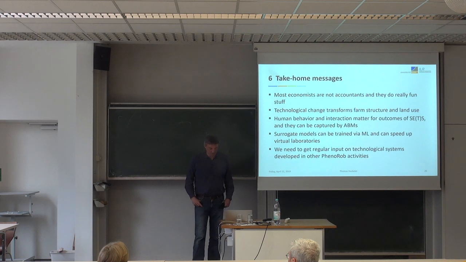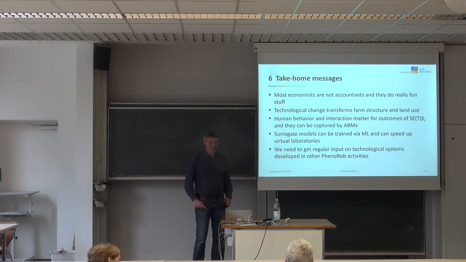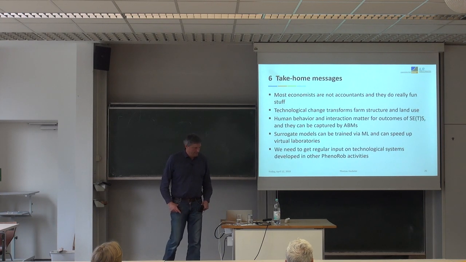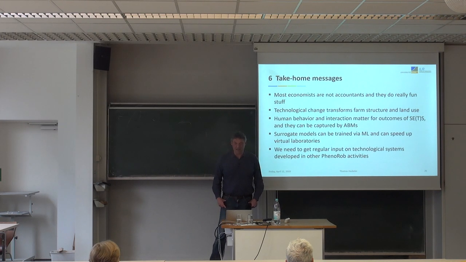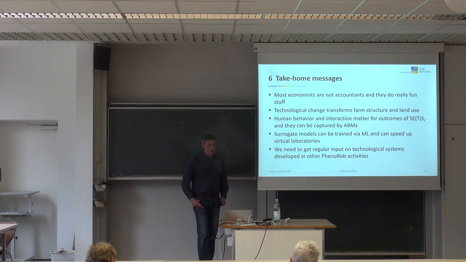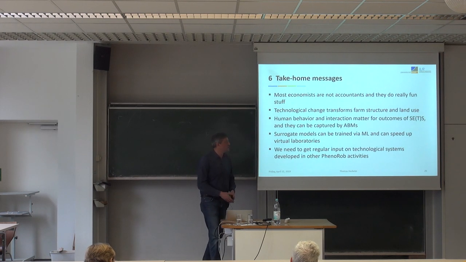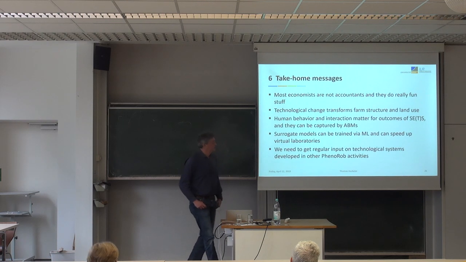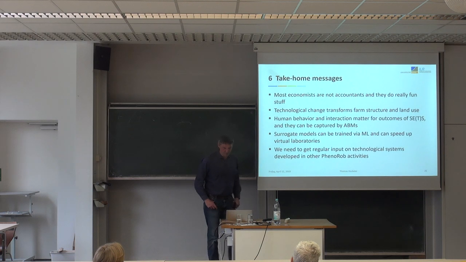Take-home messages. Most economists are not accountants, and they do really fun stuff, as you hopefully have seen now. Technological change transforms farm structure and land use. And this is what we are interested in, and we want to really dig deep. Human behavior and interaction matter for outcomes of socio-ecological technical systems, and they can be captured by these agent-based models. That will be one of our focus.